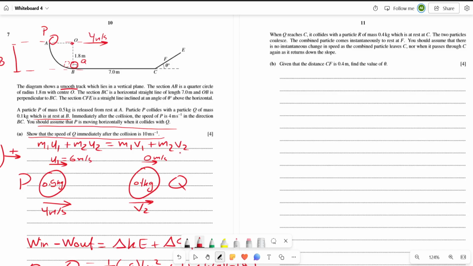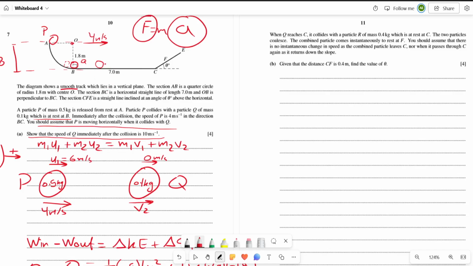Why? Because slowing down means that there is a change in speed. If there is a change in speed, it means that I have acceleration. And with acceleration, we know that force equals mass times acceleration. In order to have acceleration, I need to have an external force acting on my particle. After the collision, Q is moving to the right, yeah? In the right direction, do I have any external force acting on Q? Do I have any force?